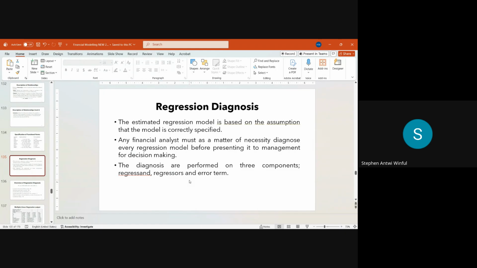This diagnosis is performed on 3 different components of the model. Remember, in the model that we gave you earlier, there were 3: the left-hand side, the dependent variable; then the independent variable, the main independent variable; and then the error term, which the system estimates. Is that okay? So these 3 separate branches of the model are what we diagnose to assess whether the model is a good fitting model. If it's ordinary least squares, it is the BLUE, best linear unbiased estimator. Is that okay? So now we are moving to model diagnosis.